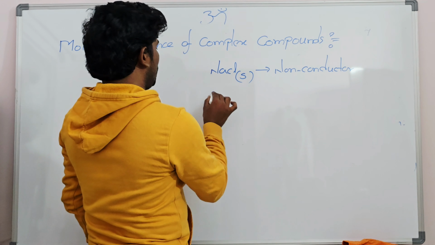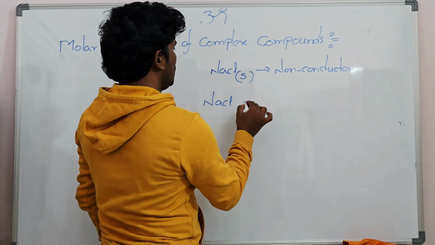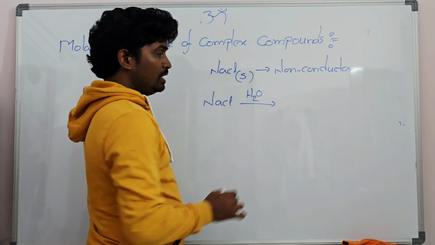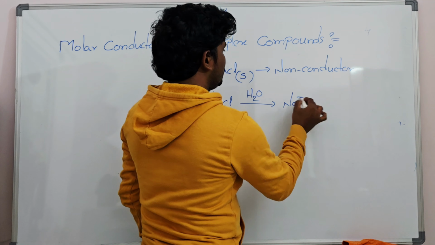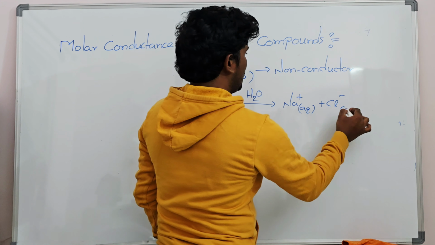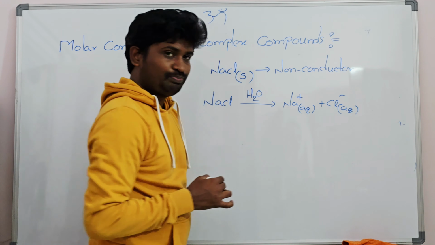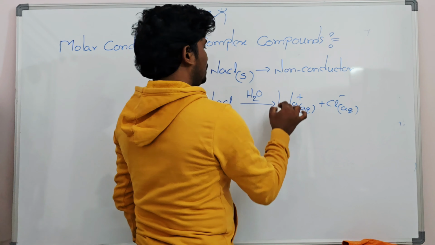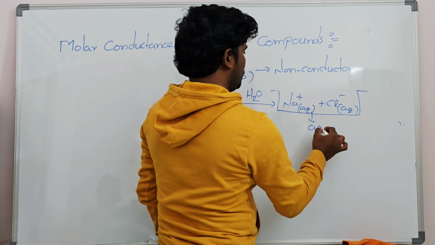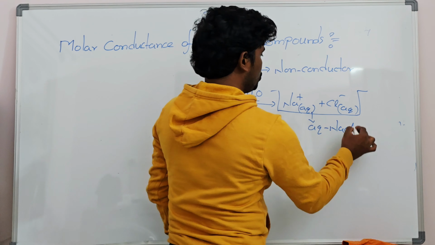The same sodium chloride, when dissolved in the aqueous medium, that means in water, the Na+ we represent like this, aq, and Cl- aq we represent like that. So this is aqueous sodium chloride solution.